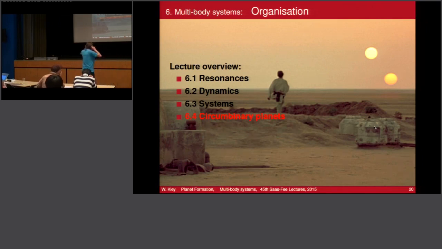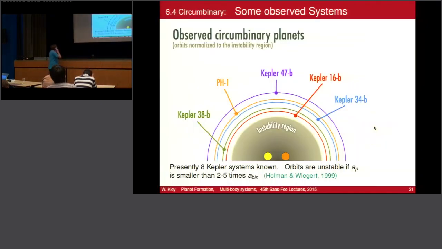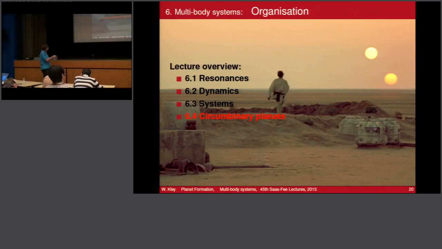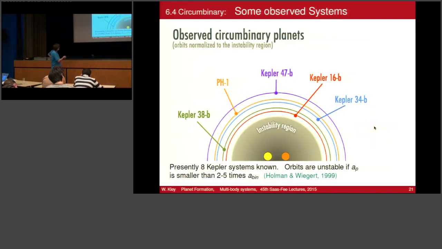So, circumbinary planets, what is this? So we have a binary star system here, and there are planets orbiting this inner binary star. I mean, you know this here, 2 suns on this planet, a famous observed planet. But you have more planets, and what you observe is that the planets are very close to the central binary. They're very close to the so-called instability region.